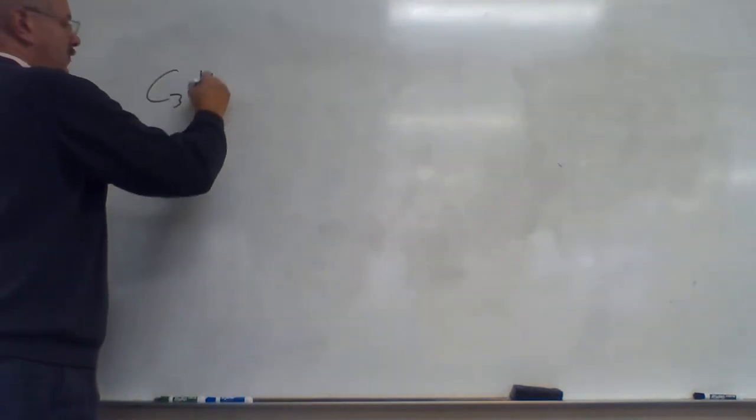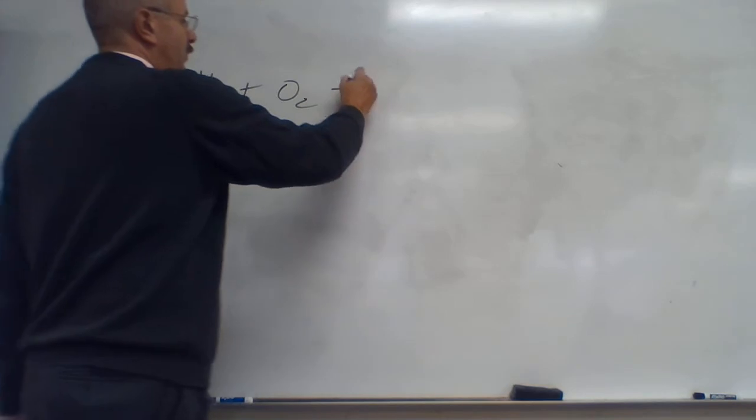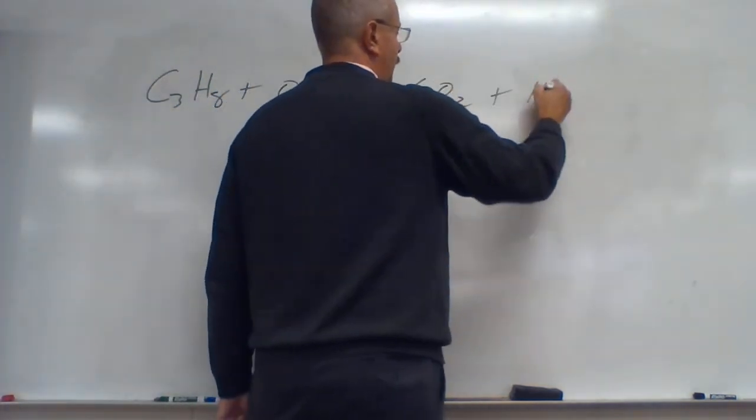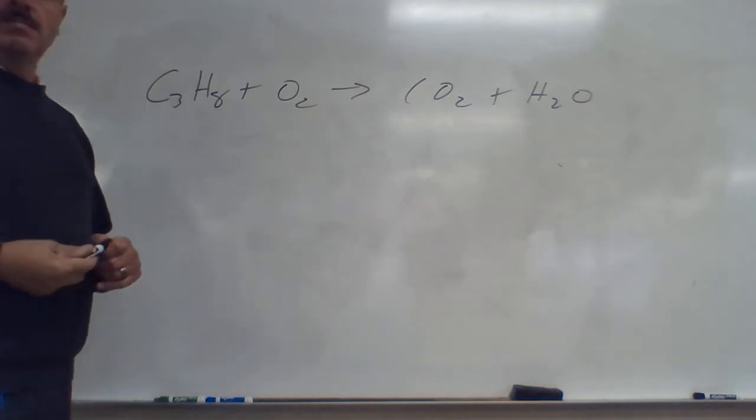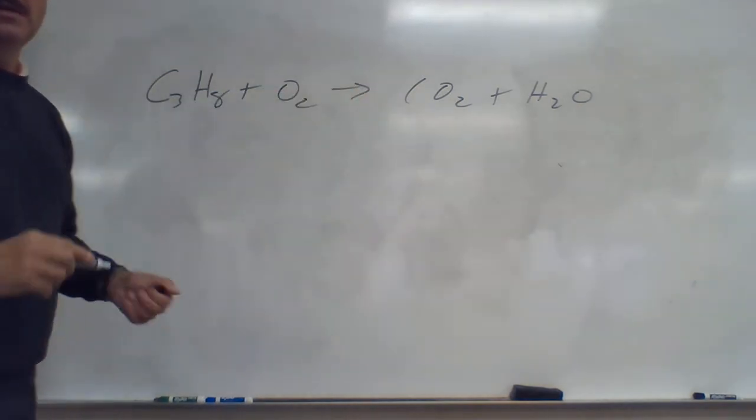All right, next one, C3H8 plus O2 forms CO2 plus H2O. Oh, what type is this one again? Oh, this one's again combustion because we end up making carbon dioxide and water.